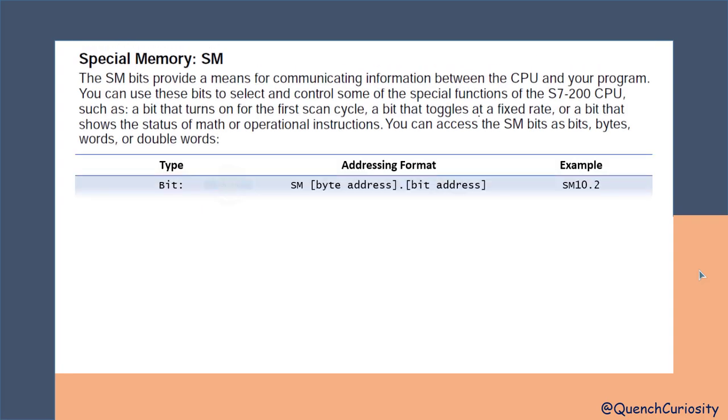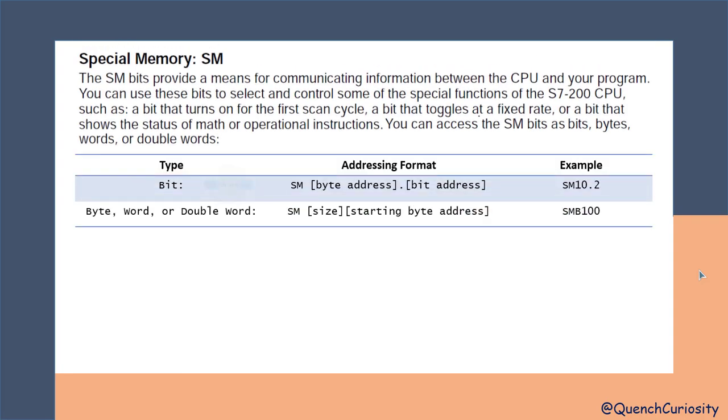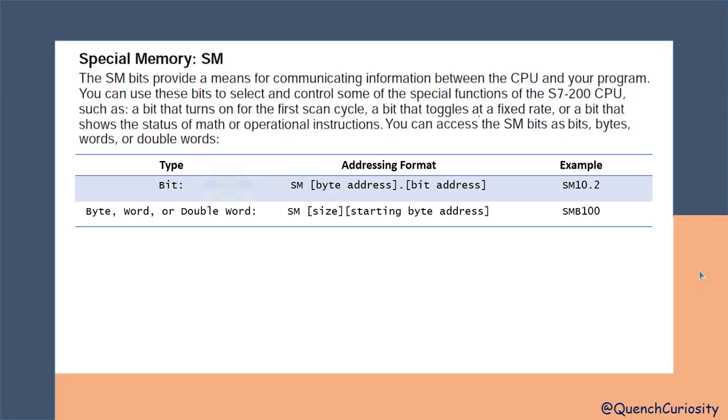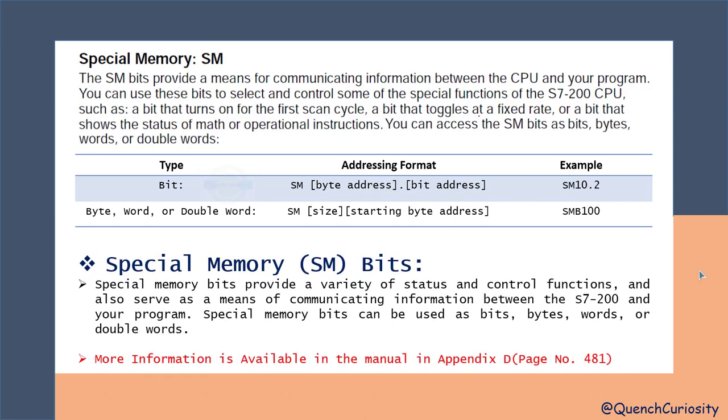Coming to special memory registers, the special memory provides a means for communicating information between the CPU and our program. Now there are many types of special memory registers. We can access them by bits, bytes, words or double words. The addressing format remains the same, however the file letter changes. The special memory bits provide a variety of status and control functions and also serve as a means of communicating information between the S7-200 and our program.